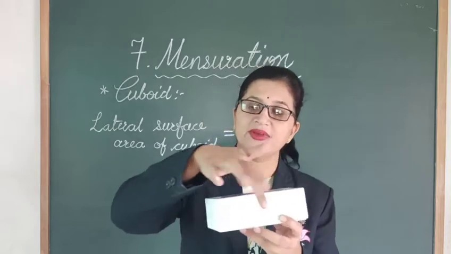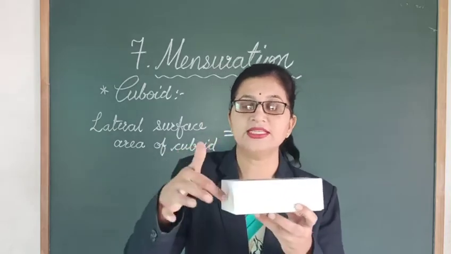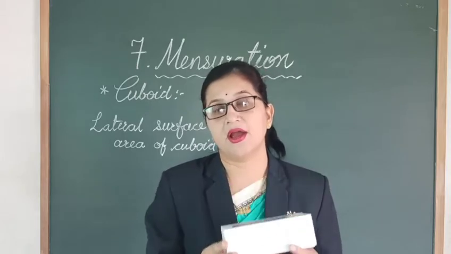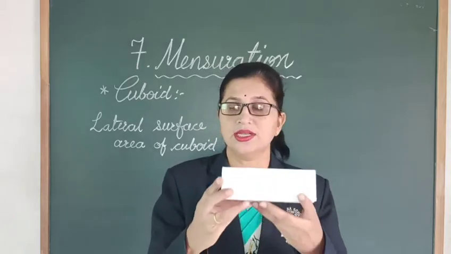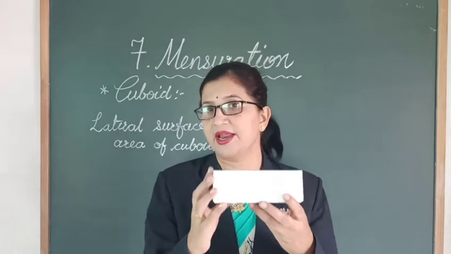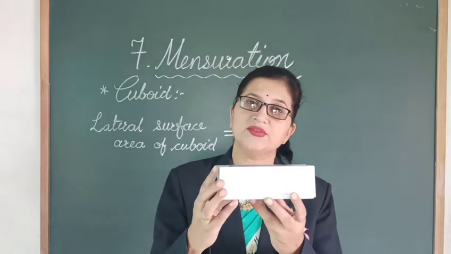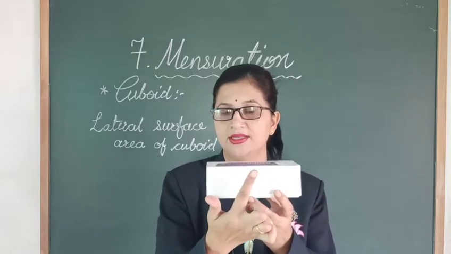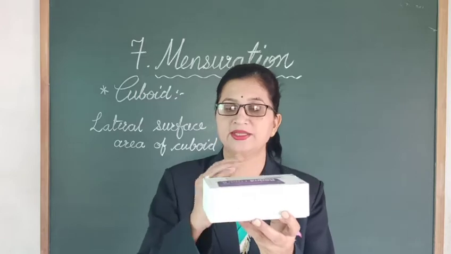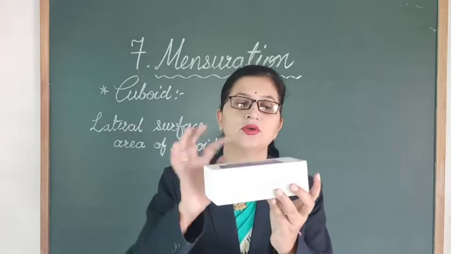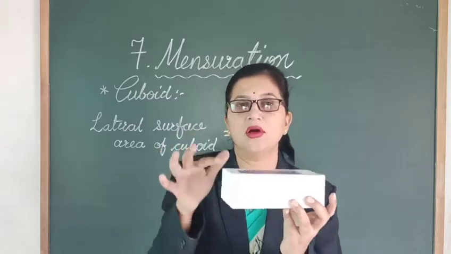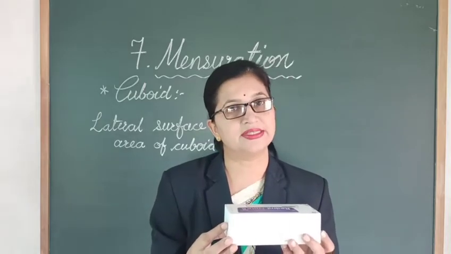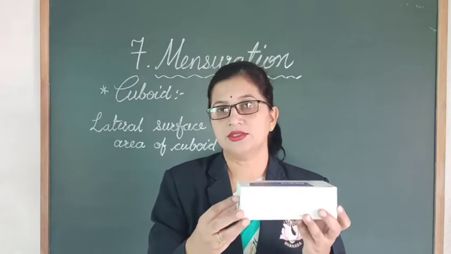So in that case, we will consider only the area of these 4 faces, which is called the lateral surface area of a cuboid. So let's find out the lateral surface area of a cuboid. In this case, we need to find out only these 4 faces: this is front, then its back side, and these 2. All these 4 we can call the lateral surface area of a cuboid, or we can say vertical surface area of a cuboid. So let's find out.